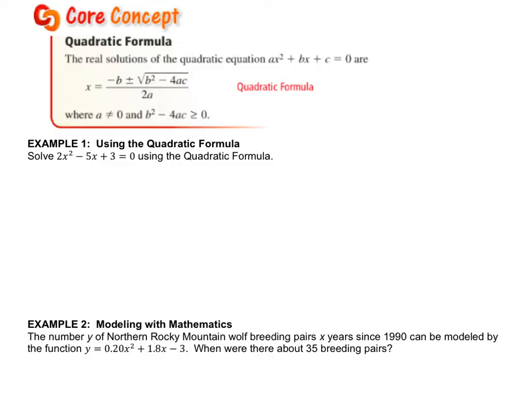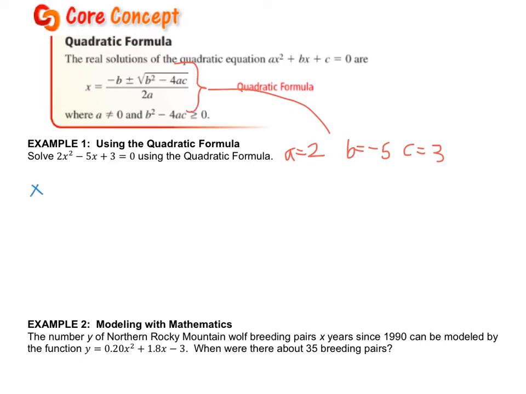So example 1 wants us to use the quadratic formula to solve 2x squared minus 5x plus 3 equals 0. The first thing that we check is that it equals 0, which it does. And then we're going to crank through this crazy looking formula. The first thing that we do is write out what A, B, and C are. Now back in chapter 8, we needed A and B, and now we need C. So A is 2, B is negative 5, and C is 3.